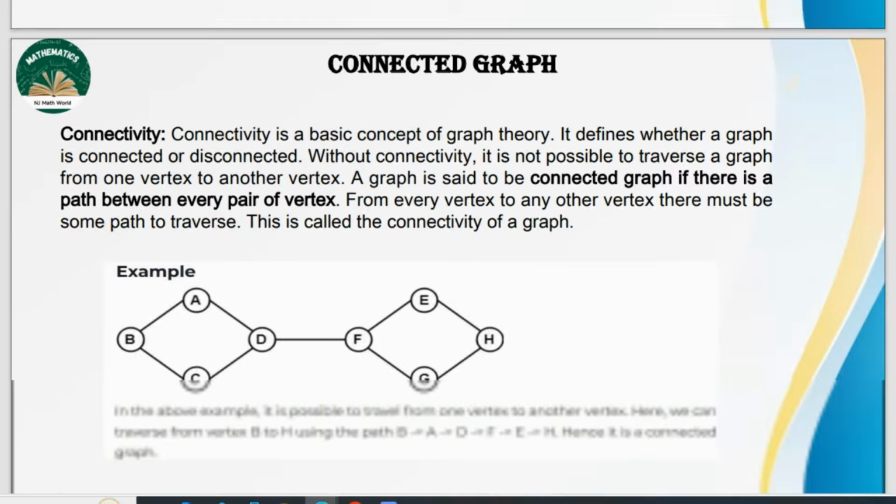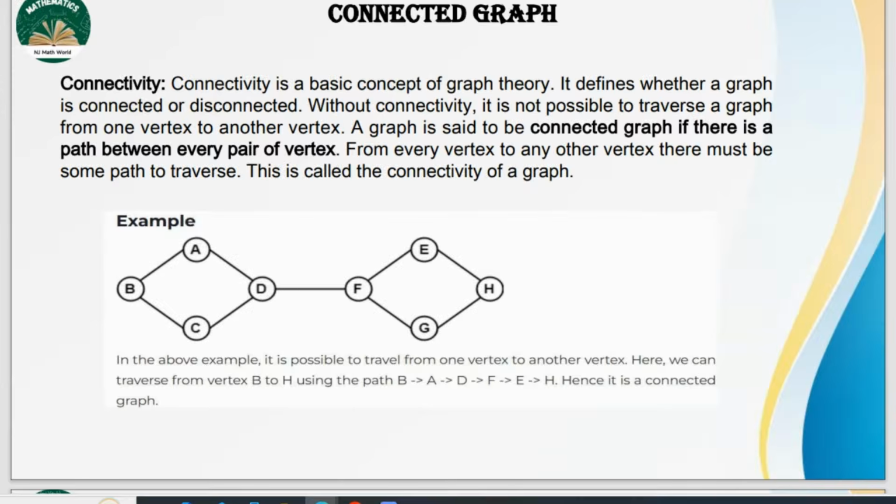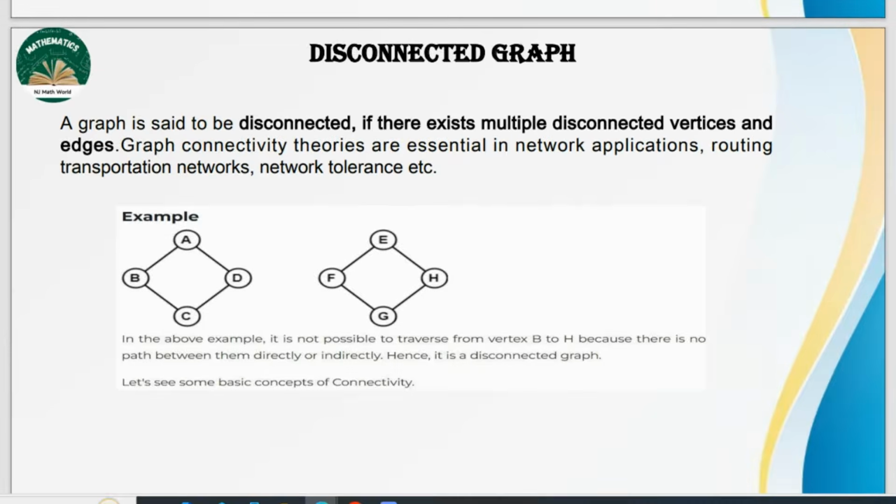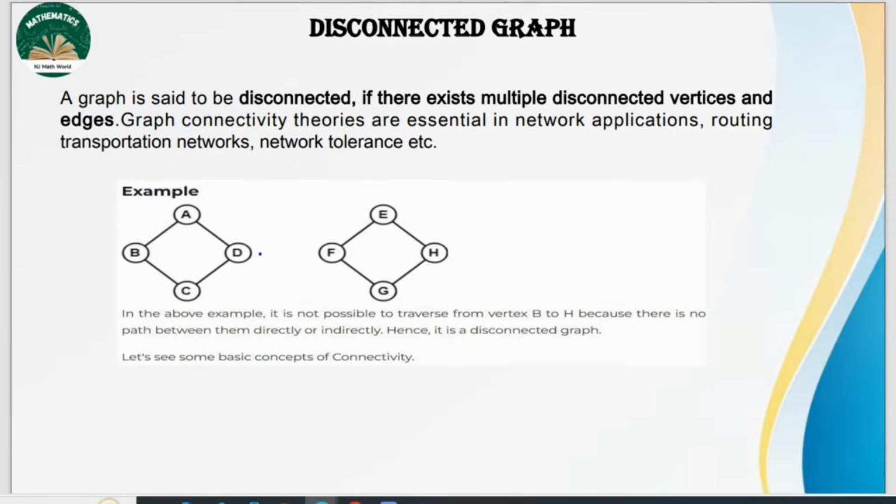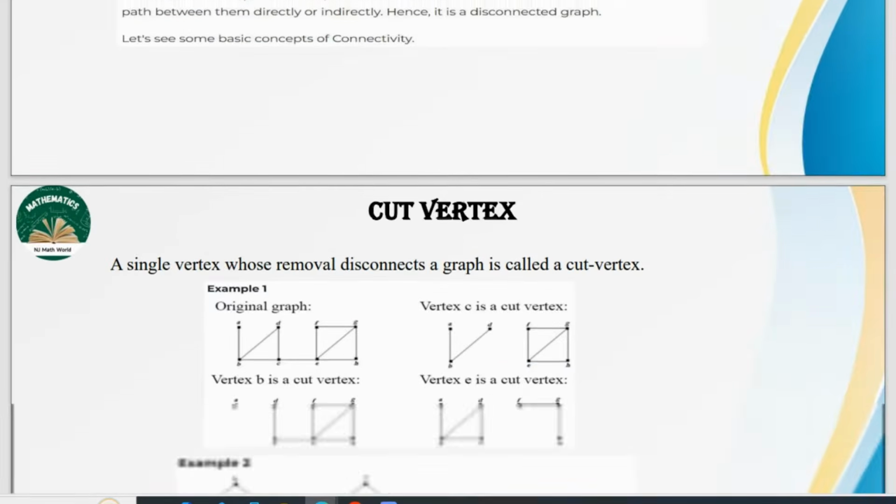Then moving on to the connected graph. What is a connected graph? Connectivity means that if there is an edge between two different vertices, then it is called a connected graph. There should be a path between every pair of vertices. That is called a connected graph. Disconnected means if there is no edge between two vertices, it is called a disconnected graph.